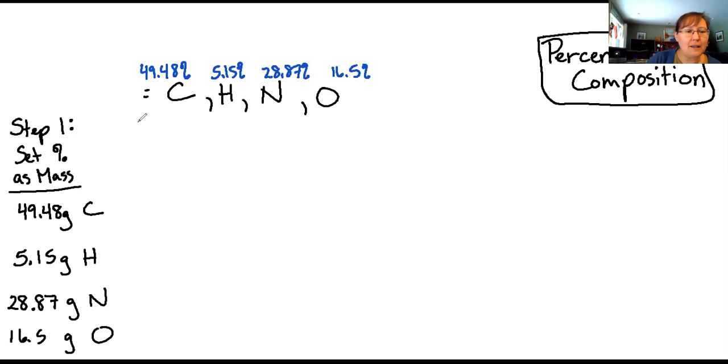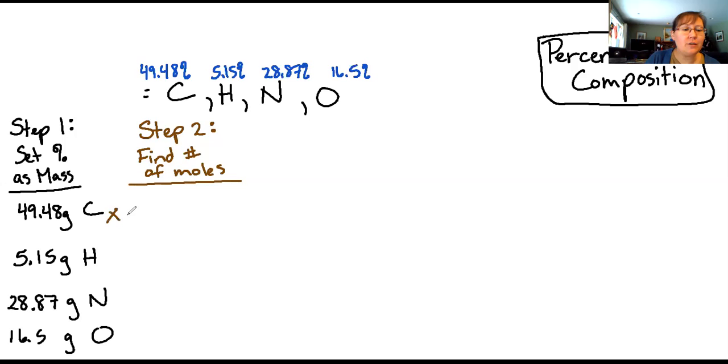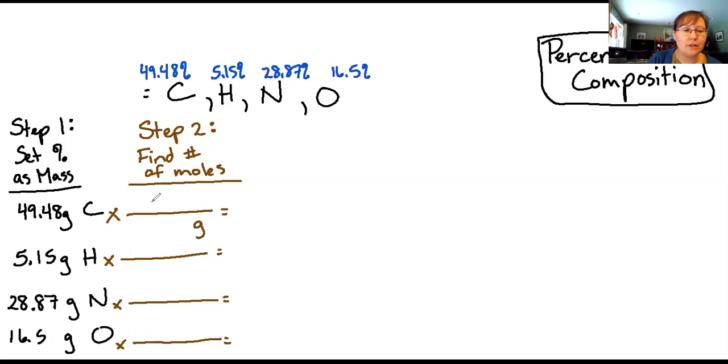So the next step here, our step 2, is to find our number of moles. Number sign, not hashtag. Okay, and we do that just like we learned in the earlier video, where we divide each one by their molar mass. So here we have 49.48 grams carbon. So we'll do a molar mass like this.